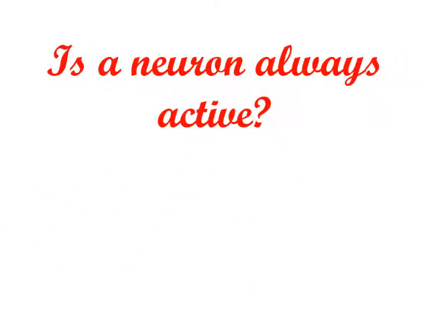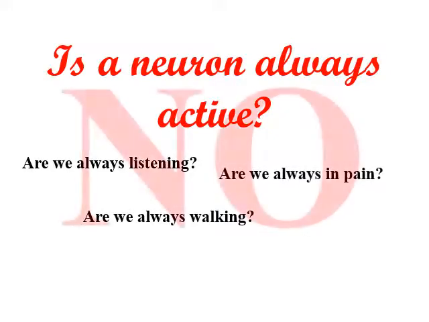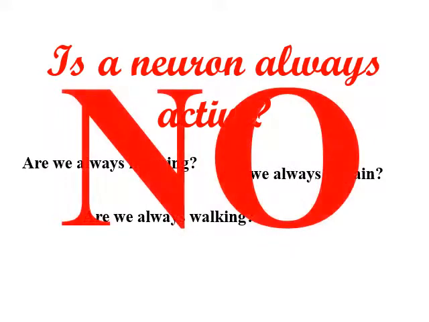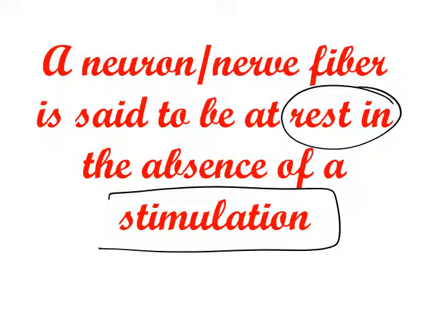Is a neuron always active? This is the big question. Are we always listening? Do you think that you always listen? Are we always walking? Are we always in pain? No, sure not. So, what is the big answer? Do you always think? Mostly you don't think. Sometimes you have to stop thinking. So the neuron or nerve fiber is said to be at rest in the absence of a stimulation. If there is no stimulation, there is no action of a neuron.